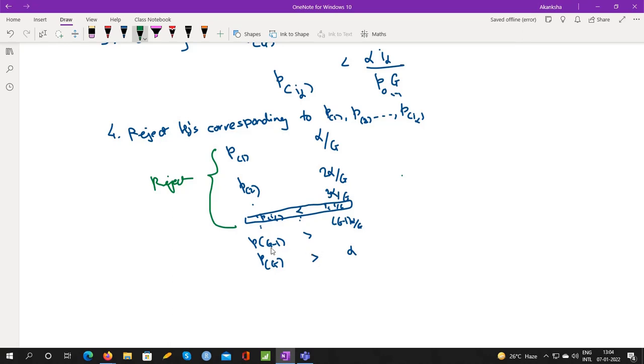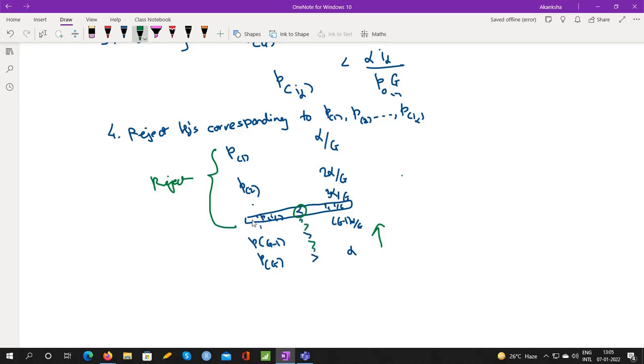So I will check whether p order g minus 1 is less than this. I will go on checking till I get a point where p ordered i is less than the corresponding cutoff in that row. So it will be i alpha upon g. This is the first point, when I am checking from this direction, at which this inequality sign is this way. For all the other rows it was this way, suppose.